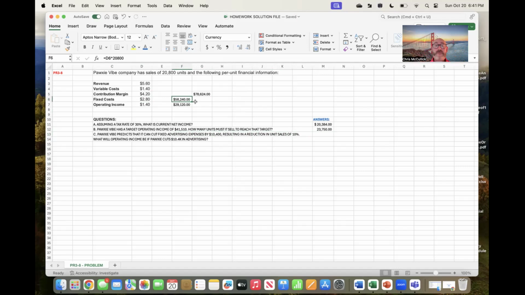But remember, we're talking about total fixed costs here. And that's what we need to subtract from the 78,624. So we're going to use the same amount of fixed costs that we have, but we're going to adjust it for this advertising expense that they say that they can reduce. So we're going to say 78,624 minus our fixed cost of 58,240 minus our 10,400 because we're eliminating that portion of the fixed cost. And that's what's causing a decrease in our sales volume as well. So this gives us our new amount of operating income, which is 30,784. And this is a dollar sign as well. This one's units, this one's dollars.